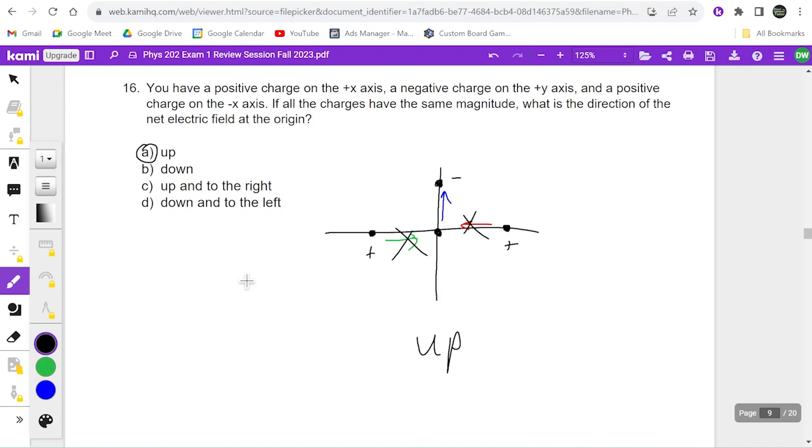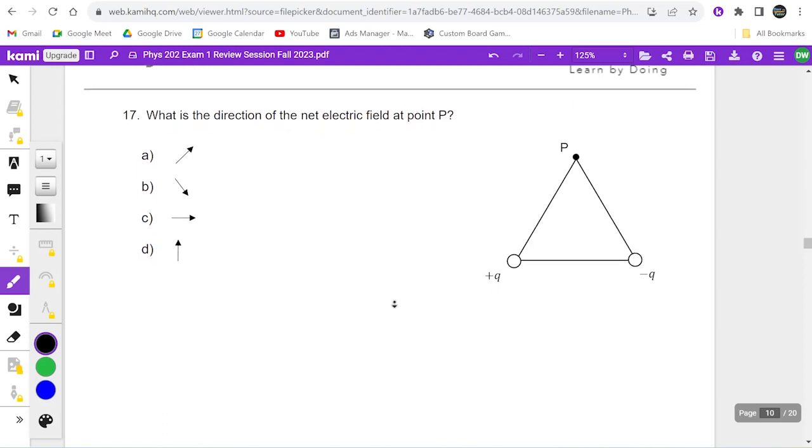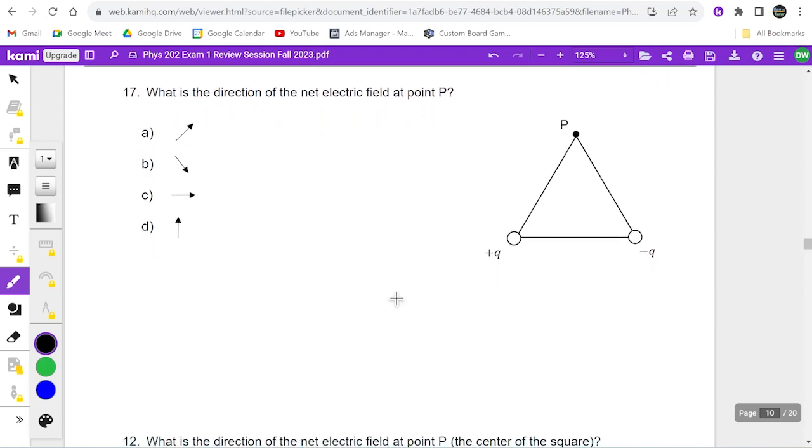Because we have 2 more, just like number 16, right now. So for number 17, I want you to try this one on your own. What is the direction of the net electric field at point P? I'm going to give you a minute to do this, but we're going to do the same strategy we just did for the last one. So go ahead.